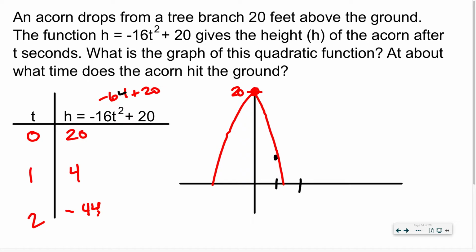What else on this graph do I not need? The left side. Why not? What does the left side of this graph represent? Negative time. You can't have negative time. So in terms of context, this is really all I need. Even though we have an entire parabola, sometimes you're not going to need the whole thing.